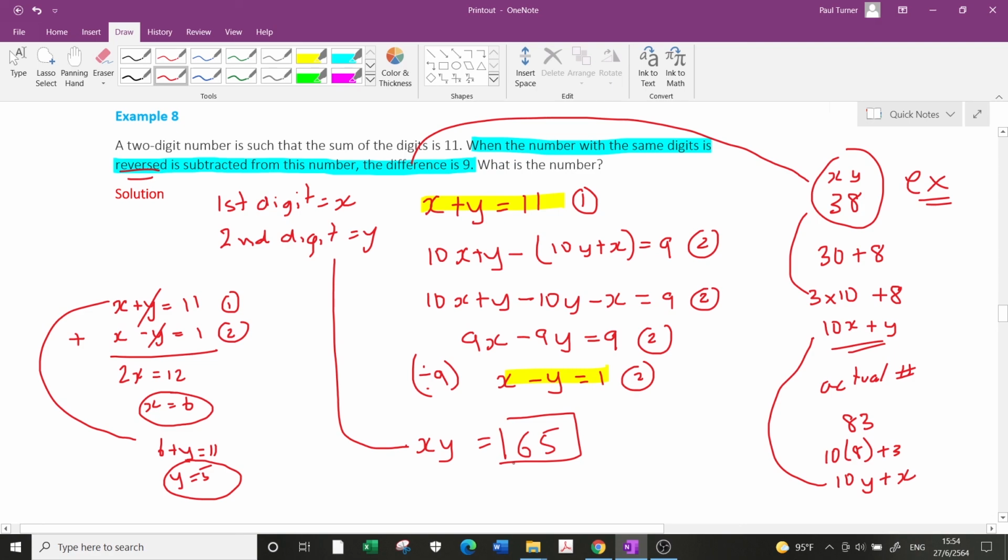That's your final answer. So we can check it, which you should do. So we've got 65. Now, the sum of the digits is 11, yes or no? 6 plus 5 is 11. Correct. Now, the second bit, when the number with the same digits is reversed and subtracted from the number, we get 9. So that's like saying 65 minus 56. When you reverse your digits, you'll get 9, and that's also true. So we know that 65 is the correct answer to the problem.